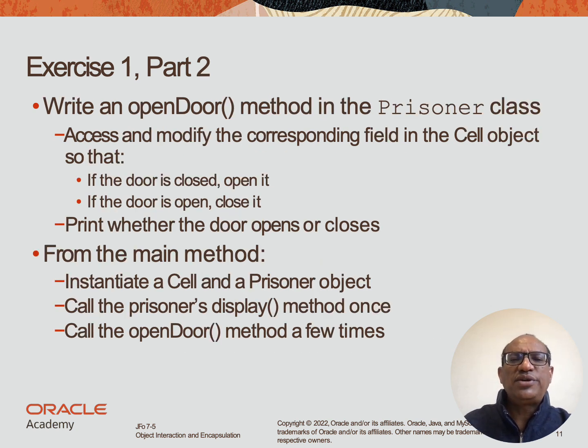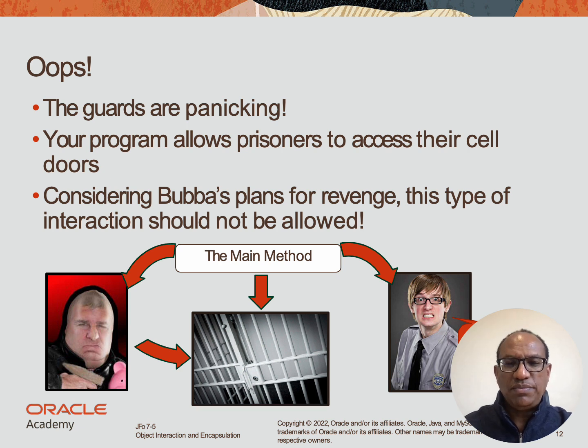In exercise 1 part 2, add an open door method to the prisoner class. This method should check if the door is open, toggle it, meaning open it if closed, close it if open, and print what happened. Now in main, create a prisoner and a cell, link them, call display, then call open door a few times. Except there's a problem. The guards are freaking out. Why? Because prisoners can open their own cell doors. Not exactly secure software, right?